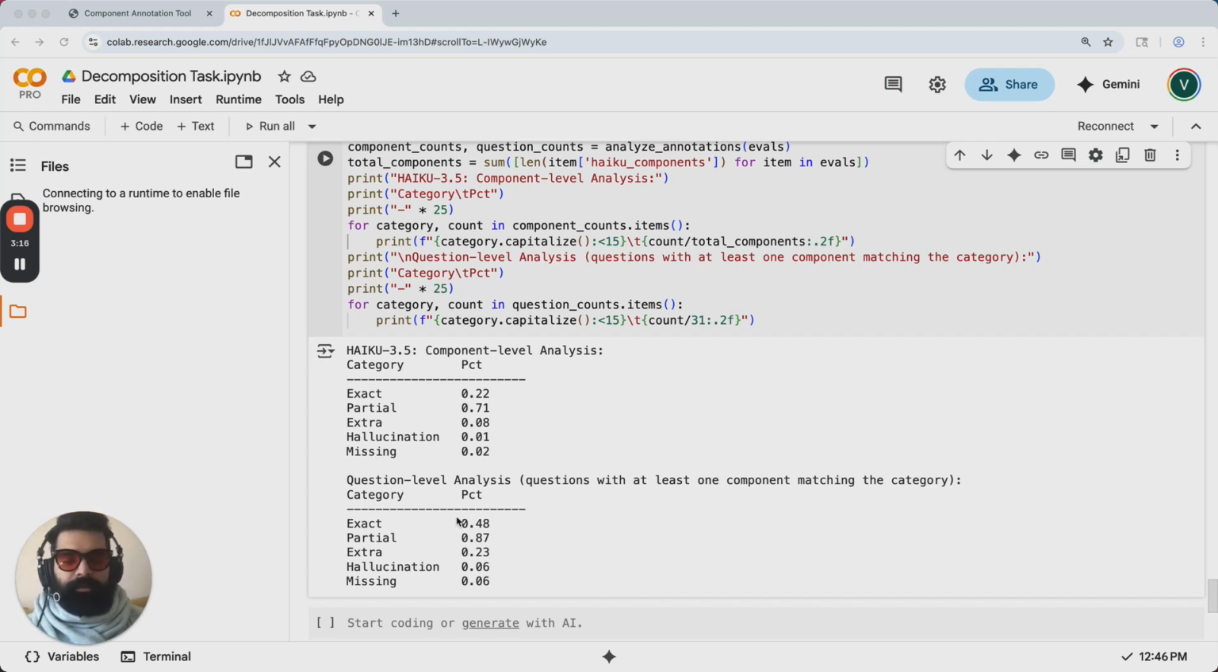And if we look at the 31 questions, half of them had at least one component that was an exact match. 87% of the questions had at least one component that was a partial match. 23% of the questions had a component that I would consider extraneous, and then 6% had a hallucination or a missing component.